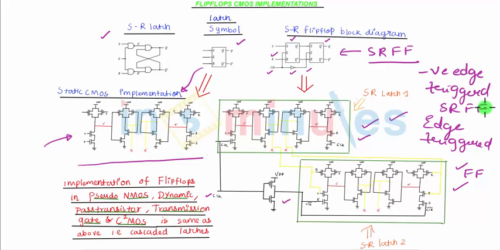We have already seen how to implement the SR latch in Pseudo NMOS, dynamic, pass transistor, transmission gate and C-square MOS style. What we need to change in that circuit is connect a cascade latch where the first latch has enable signal equal to clock or logic high, and the second latch gets an inverted enable signal of the clock, which is nothing but clock bar. That will be the simple implementation of Pseudo NMOS and different styles of logic for an SR flip-flop.